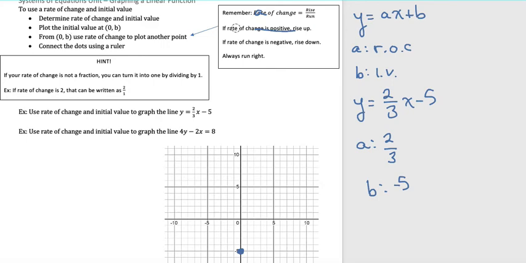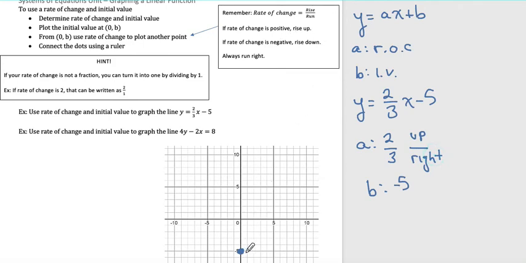So here's how we do it. Our rate of change is rise over run. Rise, how many up or down we go. Run, how many over. So if our slope is positive, see how this 2 is positive and this 3 is positive? If the slope is positive, this means we're rising, we're going up 2 and over to the right 3.